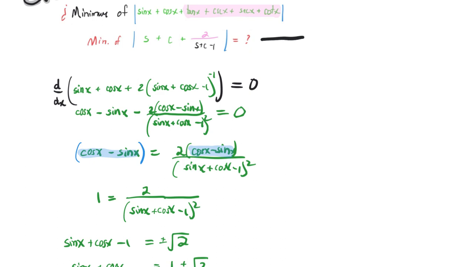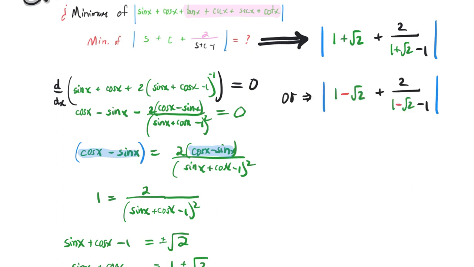All right, let's use that then. So if sine of x plus cosine of x was 1 plus root 2, then this expression would be 1 plus root 2 plus 2 over 1 plus root 2 minus 1. And if sine of x plus cosine of x was 1 minus root 2, then this value would be here. So we use our critical values, which is where there's going to be a maximum or minimum. We substitute it into the expression, and the minimum of this value is going to be whichever one of these is smaller.